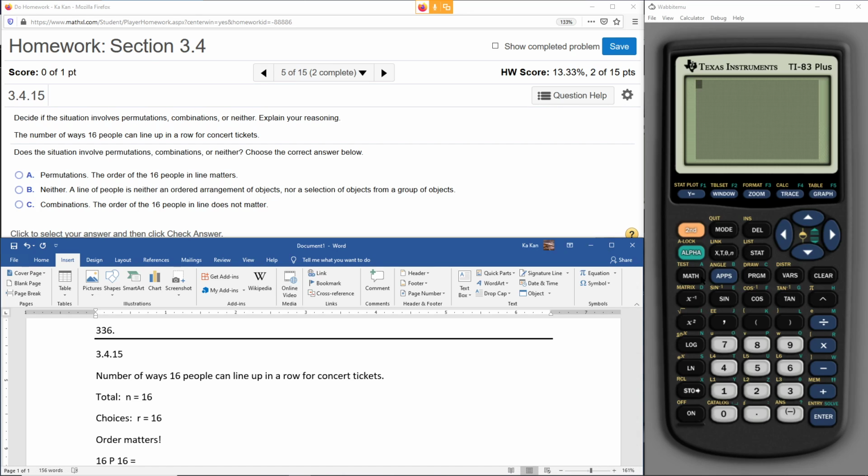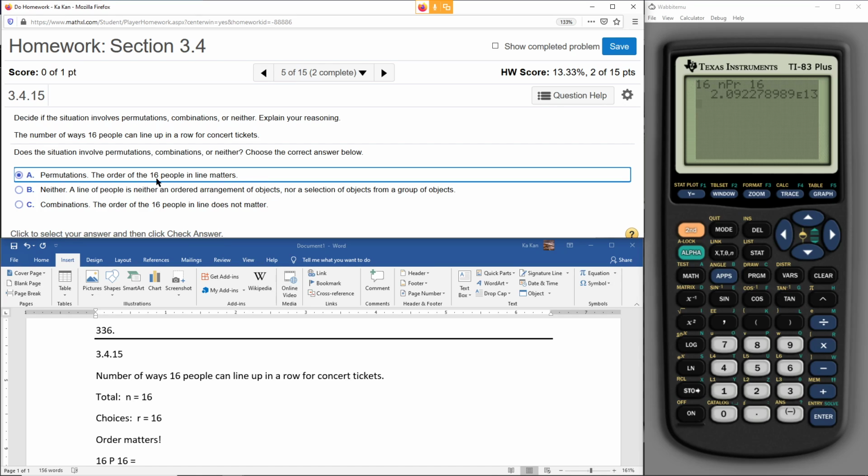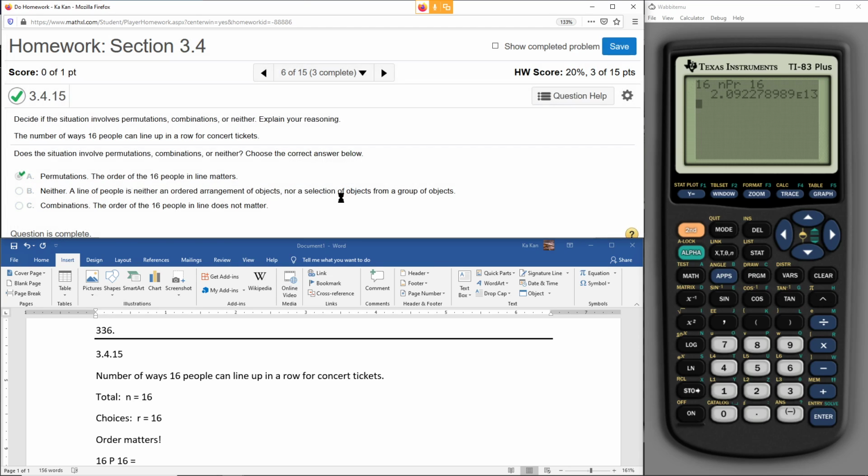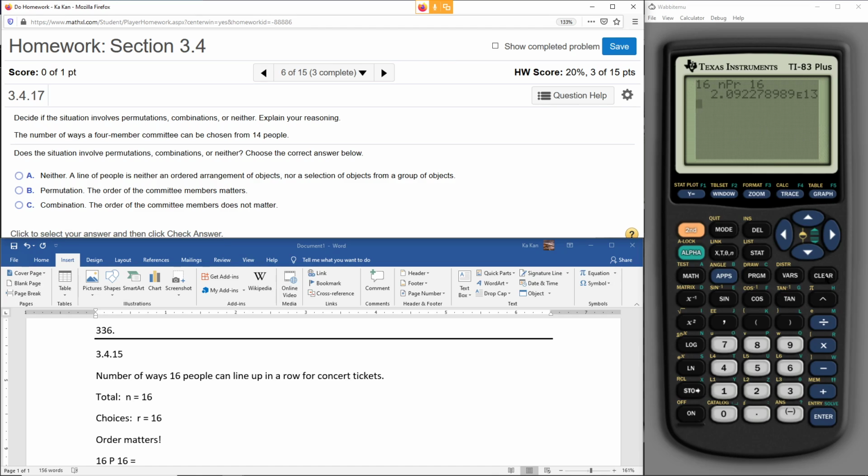So that'll be 16, math, permutation, 16. And I know it looks crazy right here with the E13. That just means move the decimal to the right 13 times. But it looks like they don't even need you to do that. Permutation, the order of 16 in the line matters. So let me just enter that. But that's how you would solve the problem.